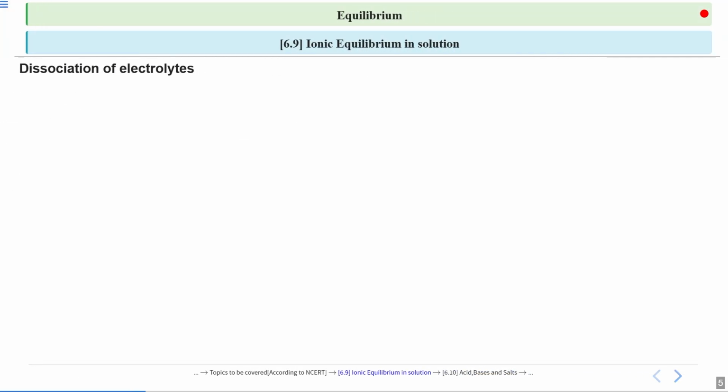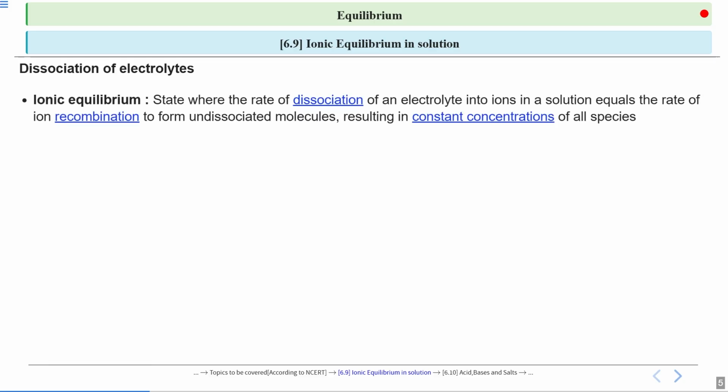So first, let us try to understand what is dissociation of electrolytes. Now, in an ionic equilibrium, if I define, then it is a state where the rate of dissociation of an electrolyte into ions in a solution is equal to the rate of ion recombination. So you can say in a way that the number of ions is conserved in a solution. Then you say that, okay, now we have the stage of ionic equilibrium. So that would also be represented as a constant concentration of the following ionic species present in a given solution.